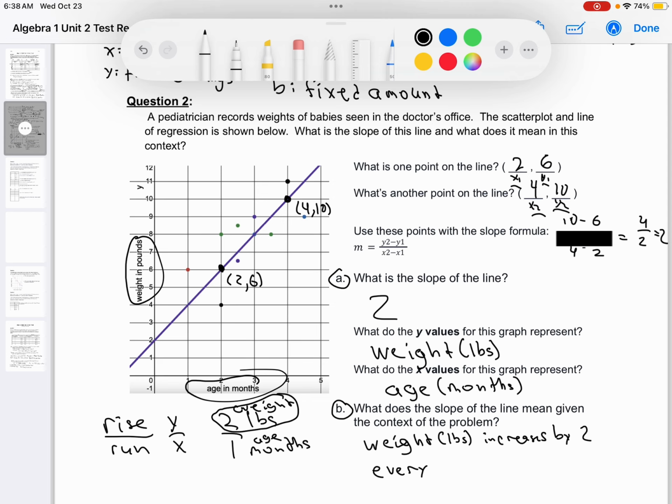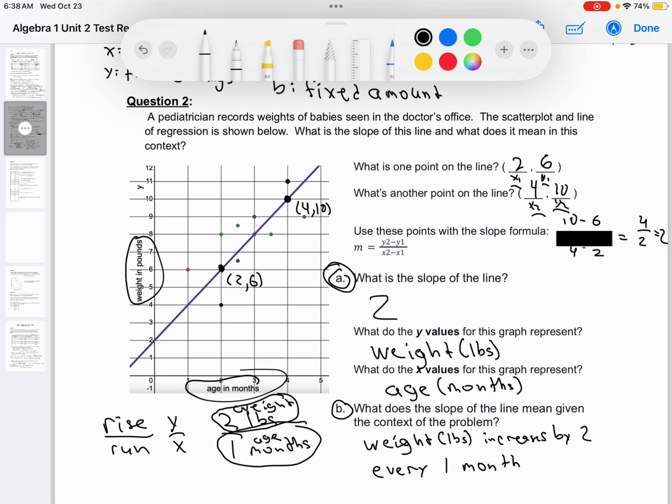Actually, the weight in pounds increases by 2 every 1 month. When the age increases by 1 month, the weight would increase by 2. So the weight in pounds increases by 2 for every 1 month.